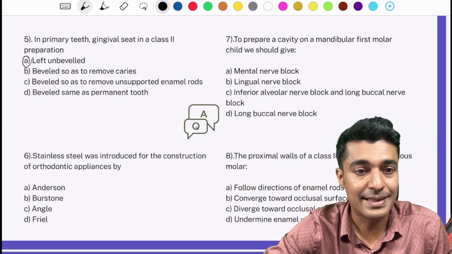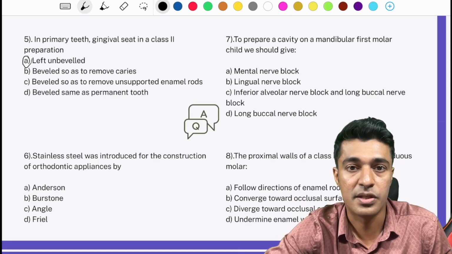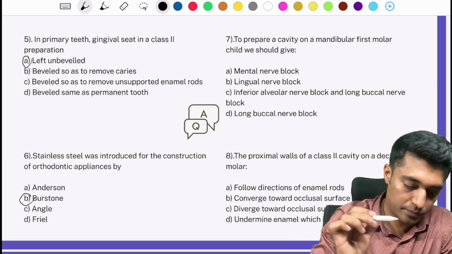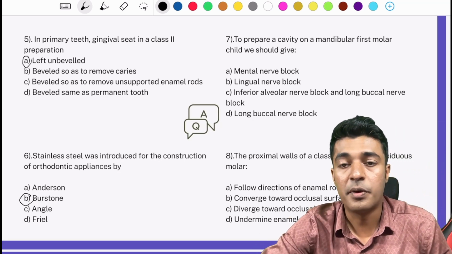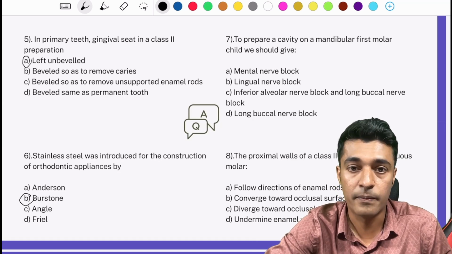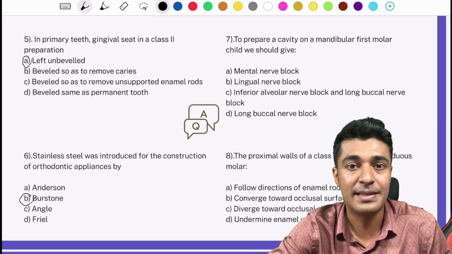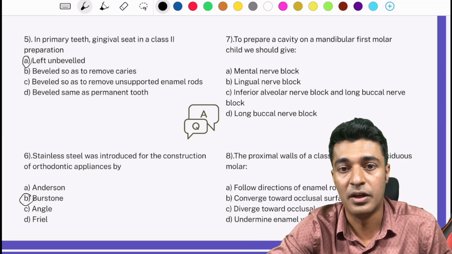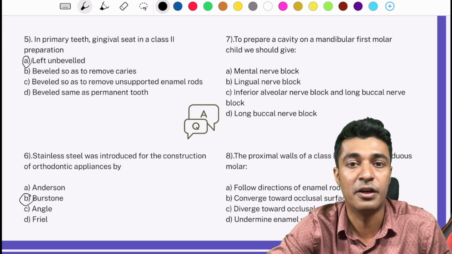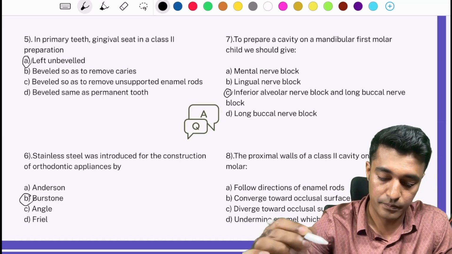Question number 6. Stainless steel crown was introduced for the construction of orthodontic appliances by Burstone. You have to remember that by heart. To prepare a cavity on a mandibular first molar in a child, we should give... So in order to prepare a cavity, especially on the molars, just giving infiltration is not enough. We need pulpal anesthesia, for which we have to give an inferior alveolar nerve block with a long buccal nerve block. The option is C.